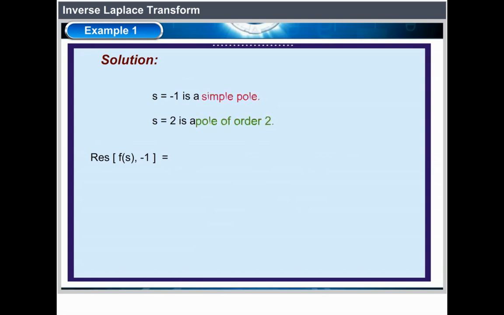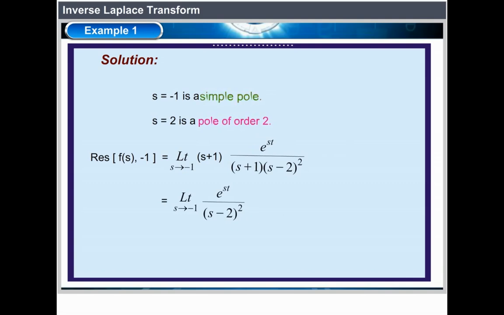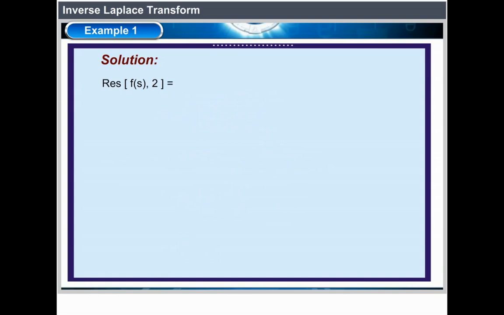Residue of F(s) at minus 1 equals limit s tends to minus 1 of (s plus 1) e^(st) divided by (s plus 1)(s minus 2)², which equals limit s tends to minus 1 of e^(st) divided by (s minus 2)², which equals e^(minus t) divided by 9.